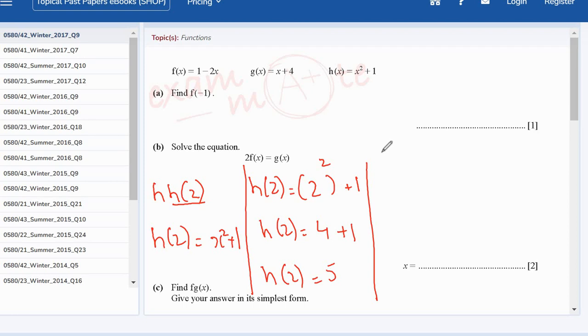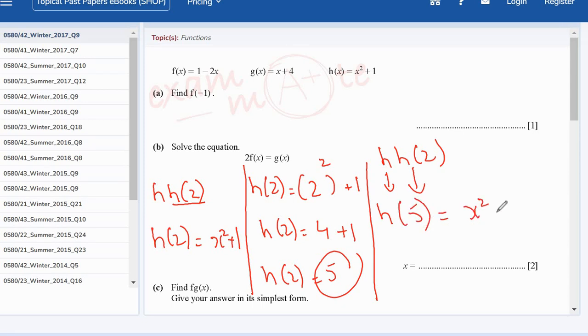Now the question was h of h of 2. So now we will just write h, and in place of h of 2 we will write 5, because the value of h of 2 is 5. So again write x square plus 1. Instead of x write 5, square it plus 1, 25 plus 1. So h of h of 2 is equal to 26.